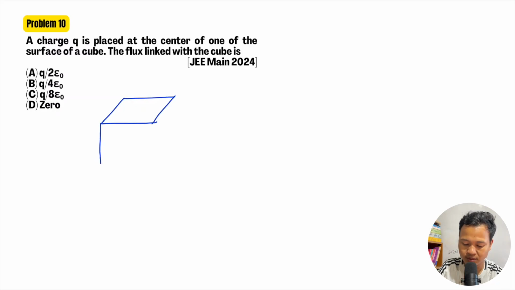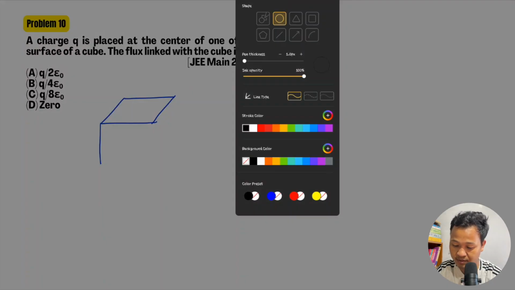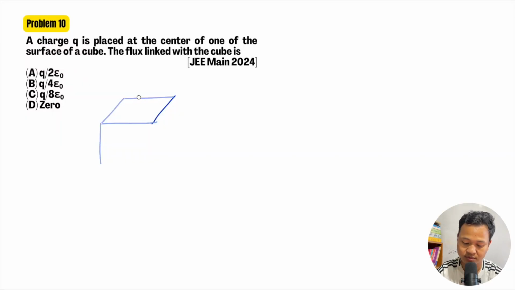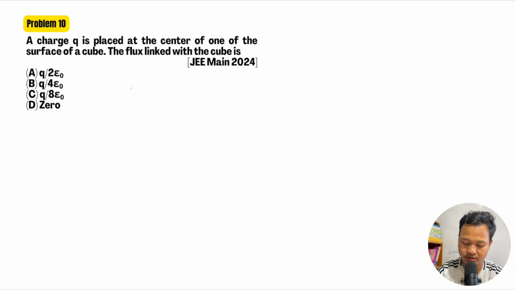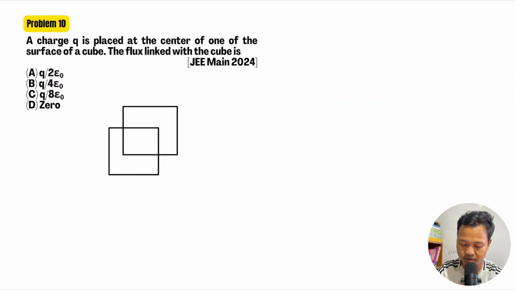So you are given a cube here. I need a cube. Can I have a cube? Okay, I don't have any cube. I'll try to use this one, a square here, and another square here. Okay, then I have a cube here.